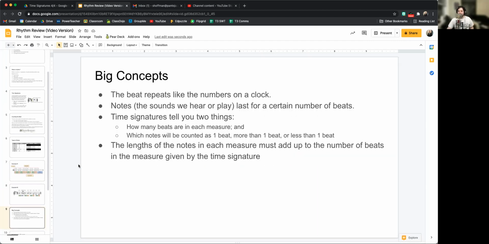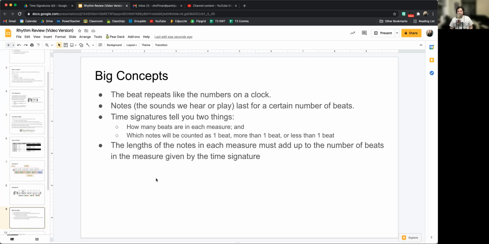So as you can see from these examples, we have some big concepts that we need to just wrap up with. So the beat repeats like numbers on a clock. Notes, which are the sounds that we hear or play, they last for a certain number of beats. Time signatures will tell you 2 things: how many beats are in each measure and which notes will be counted as 1 beat, more than 1 beat, or less than 1 beat.